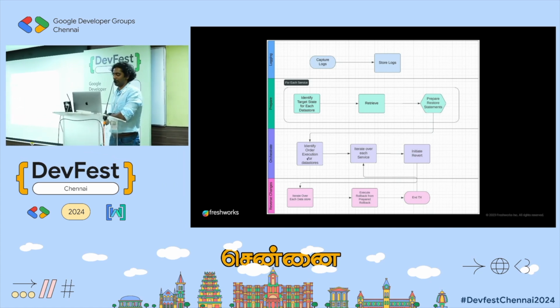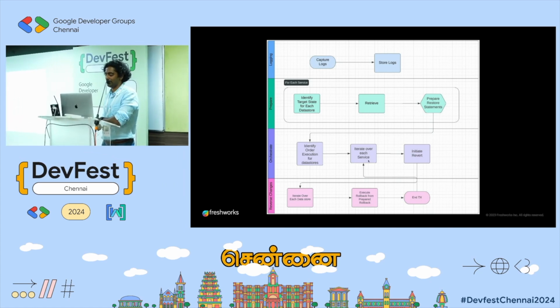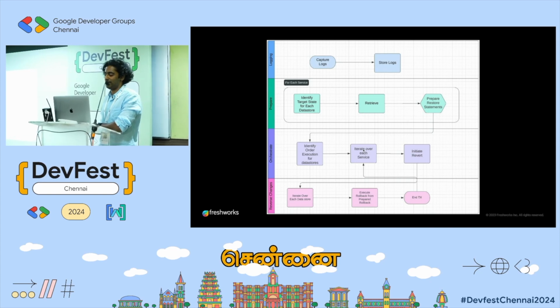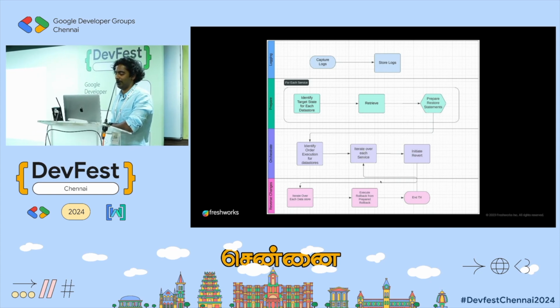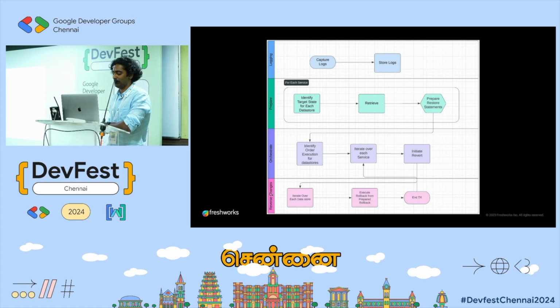So that is what it is doing. The orchestrator will identify the order of execution. Then I'll iterate over each microservice. Then whatever solution that I gave will execute in each of these services. All right. So reverse changes is basically the reverse operation that I have to execute in each of these services.